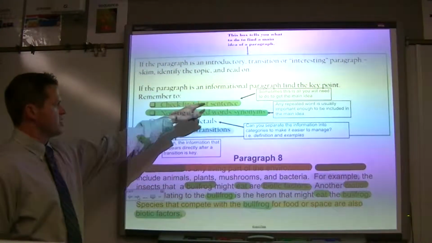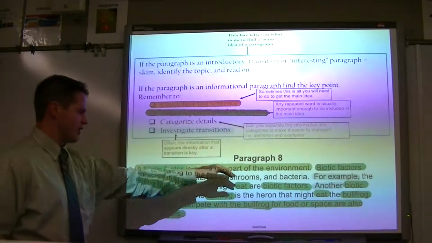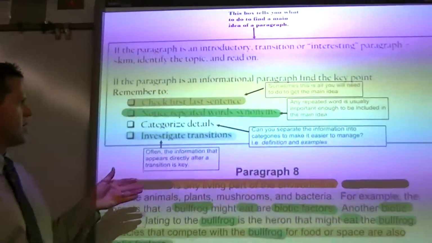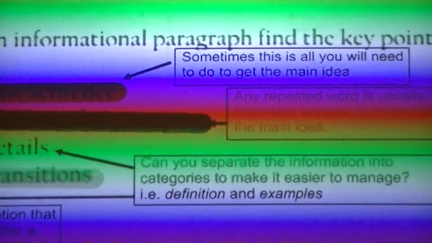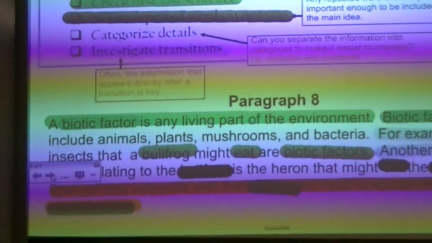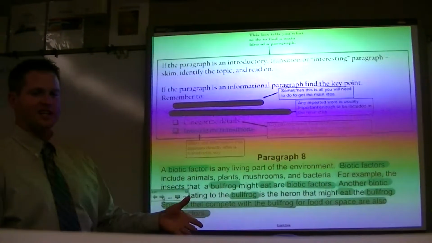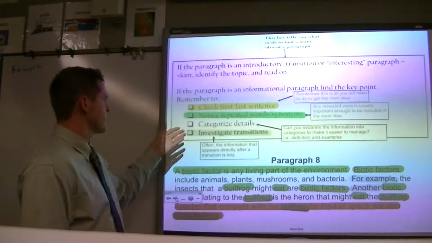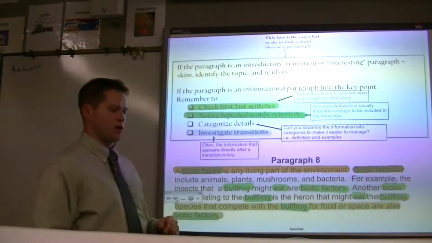So first step is check the first and last sentence. All these are highlighted in yellow. Obviously, I've got the first and last sentence in my example paragraph 8 down here. Sometimes, probably about 10-15% of the time, the main idea is listed in that first or last sentence. So that's all you'll have to do. You won't have to go beyond that. It's that simple. But a lot of times, good information is listed in those first two, or in that first sentence or the last sentence.